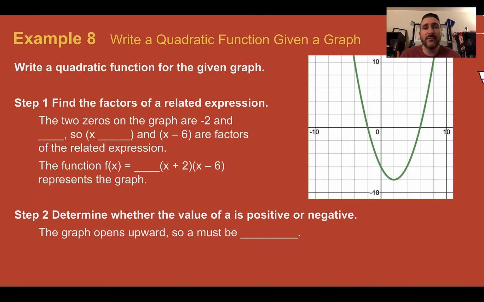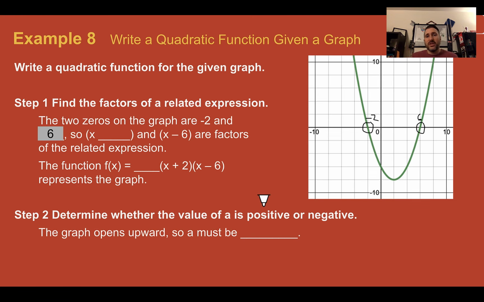So let's write a quadratic function for this graph. First, let's find the factors, which means we need to find the zeros. So we have our two zeros here where they cross the x-axis. So we cross at negative 2 and at 6. Okay, if we look here, each of them is counting up by 2. So this is our negative 2, this is 6.